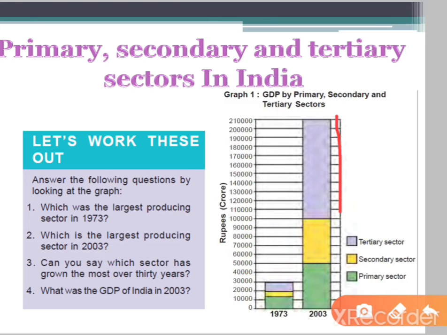So you can easily identify which was the largest producing sector in 1973. In 1973, my primary sector was the largest producing sector. And by 2003, my tertiary sector became the largest producing sector. So can you say which sector has grown the most over the 30 years? Yes, the tertiary sector has suddenly increased to a great extent over the past 30 years.